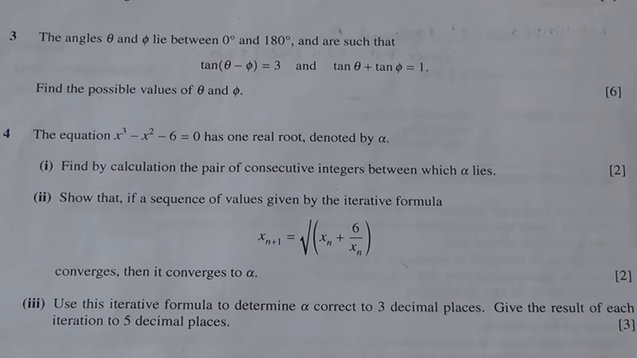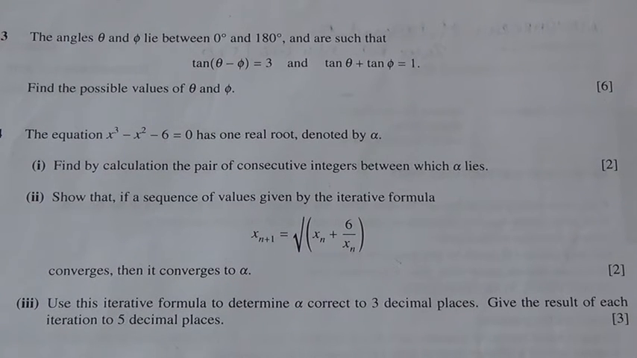equal to root of x sub n plus 6 upon x sub n converges, then it converges to alpha. Also, for the third part, use this iterative formula to determine the value of alpha, correct to 3 decimal places. Give the result of each iteration to 5 decimal places. Okay, so let's do it.